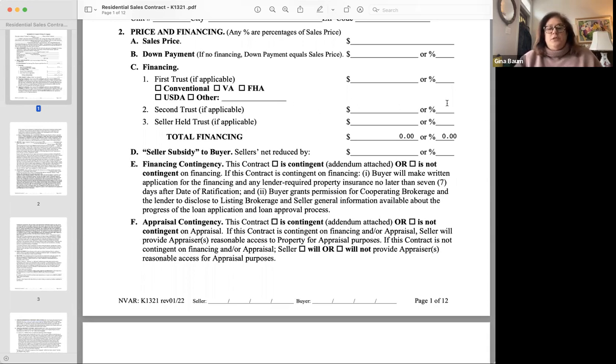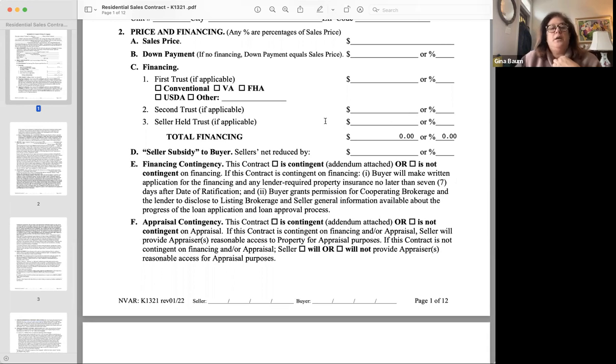Second trusts, we used to see this a lot. We don't see it as much anymore. When loans were a little easier to get, people would get a second trust for the down payment, right? So they would use the second trust for their down payment and the first trust for the rest. The other option here is seller trust.